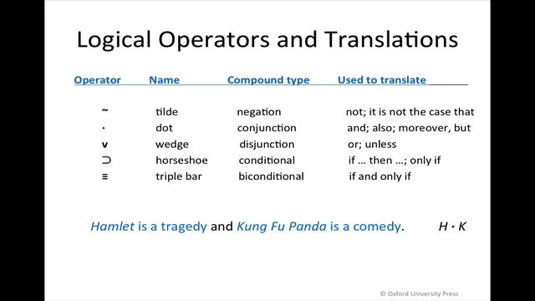The horseshoe, as I said, is the name of the operator that expresses a conditional statement. And conditional statements typically come in the form of if then or only if sentences. Lastly, the triple bar is an operator that we use to translate if and only if phrases, or, far more commonly than if and only if, a phrase like is a necessary and sufficient condition for. So take a look at the bottom example.